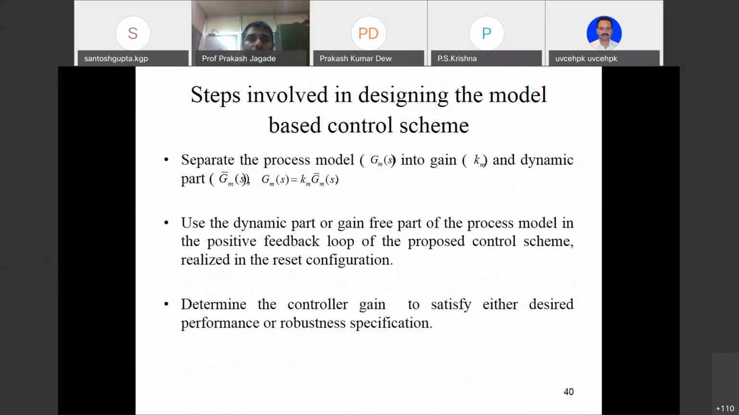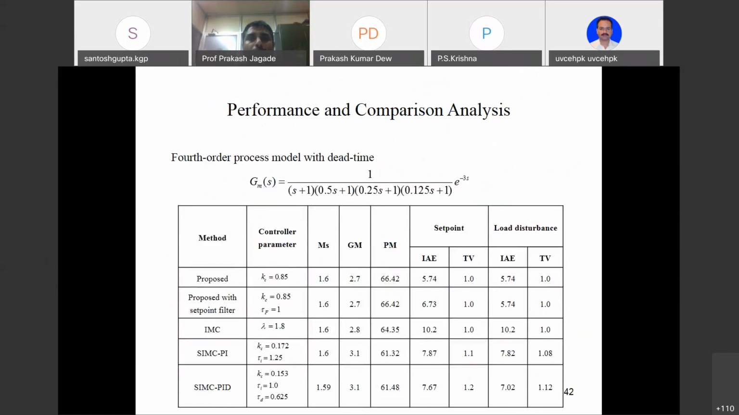So I will explain. The process that we have considered is a fourth order process model with dead time. We have designed a model-based controller. That means the gain-free part of this GMFS is used in our controller, instead of a first order lag. And then we have set the value of Kc as 0.85. At the design stage, to determine the value of Kc, we have used MS as the criterion.